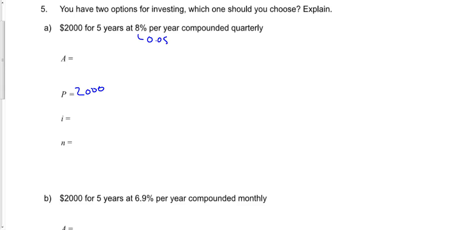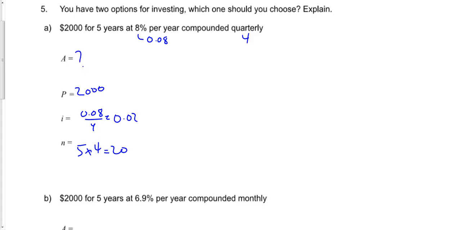That's 0.08 as a decimal, and it's compounded quarterly, so that's 4. So I'm going to do 0.08 divided by 4. It's going to give me 0.02. And if it's in there for 5 years, and it's compounded 4 times per year, that means it's compounded a total of 20 times. And I've got to figure out, how much money do I have at the end?